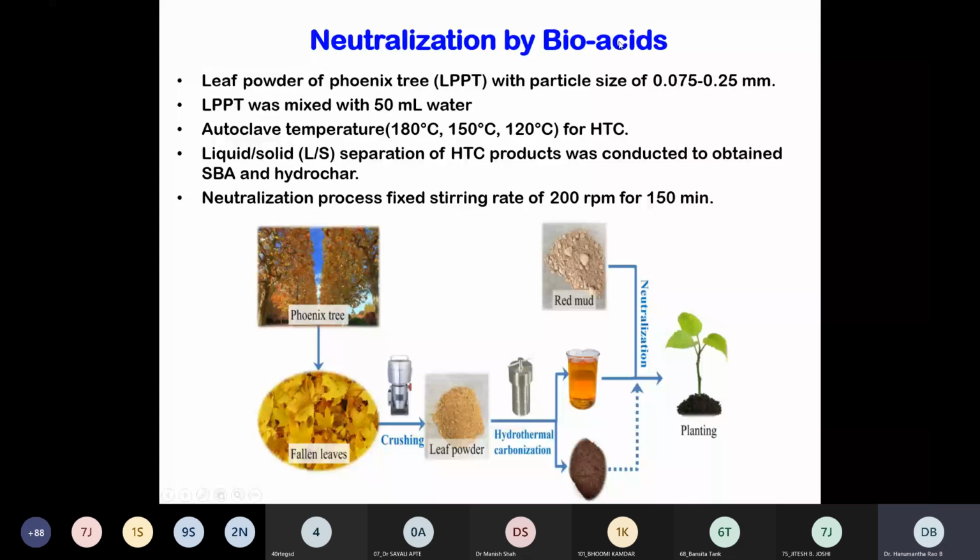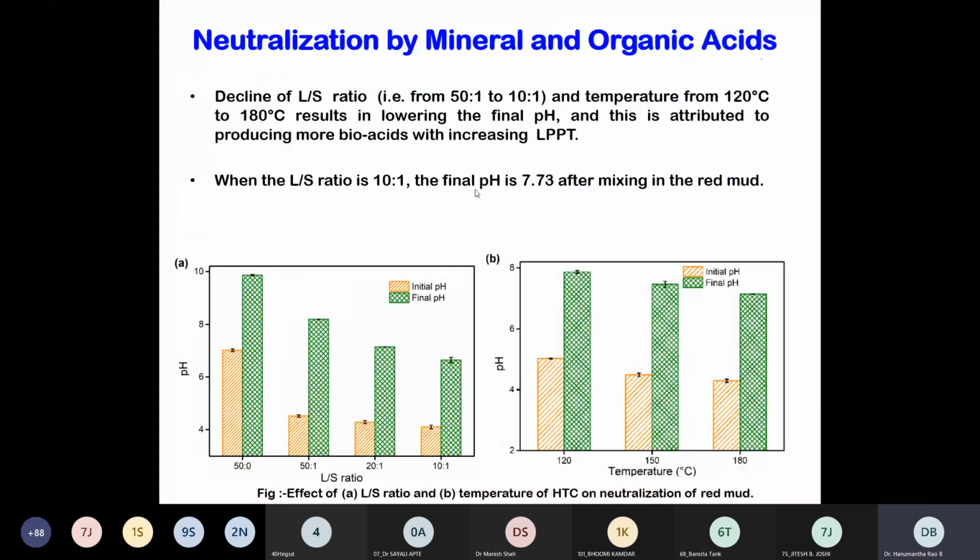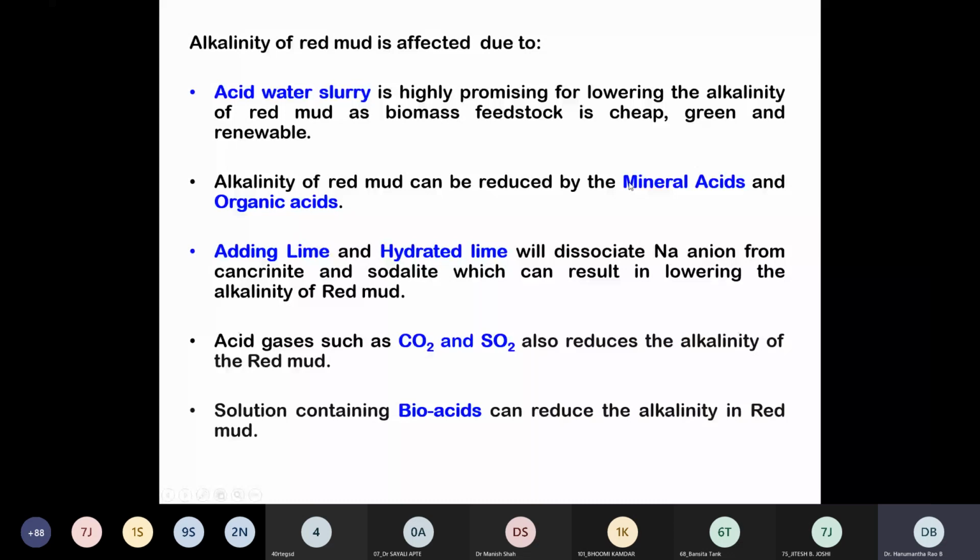Alternatively, you can also use mineral acids like hydrochloric acid, H2SO4, or HNO3, and so on, or organic acids, as I told, the citric acid or oxalic acid. These also prove to be effective in the reduction of the alkalinity or the pH of the red mud. So this is some information on how effective these chemicals are for reduction of the pH by the neutralization mechanism. You can see the huge difference between the initial pH and the final pH. So this is a little summary about the alkalinity.